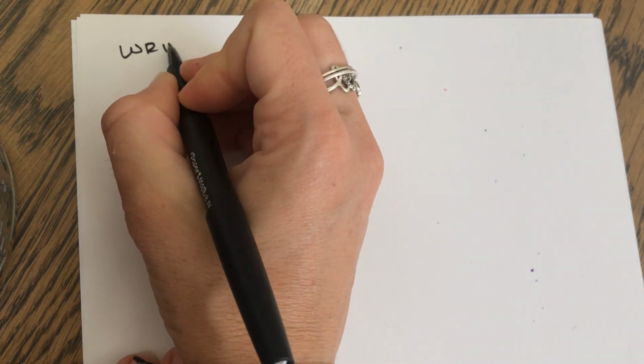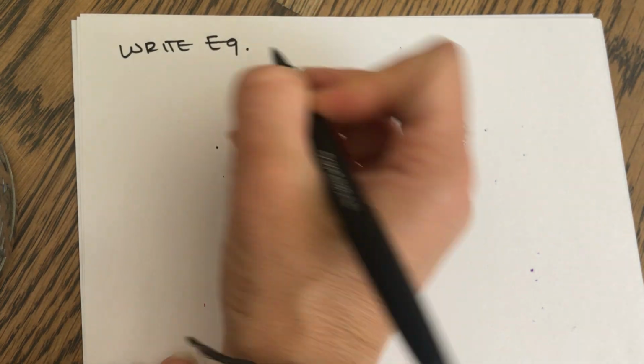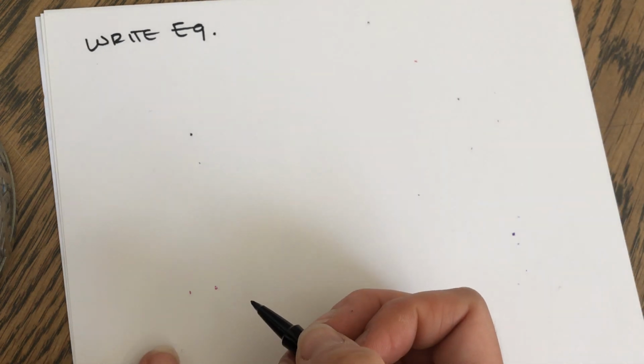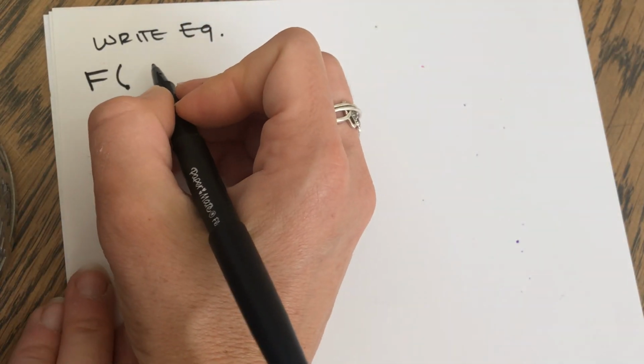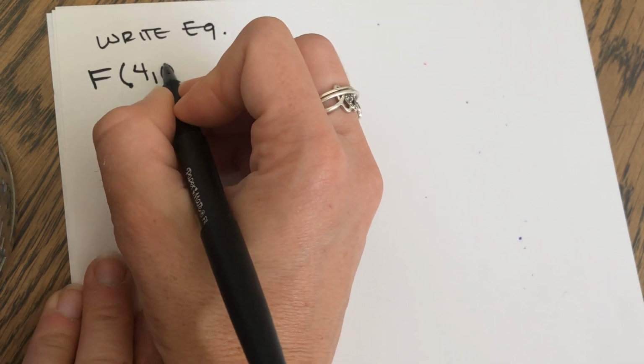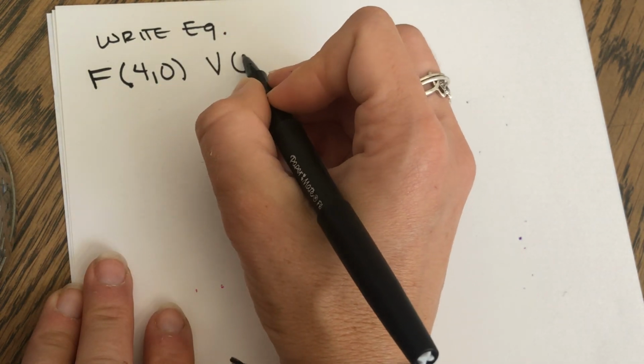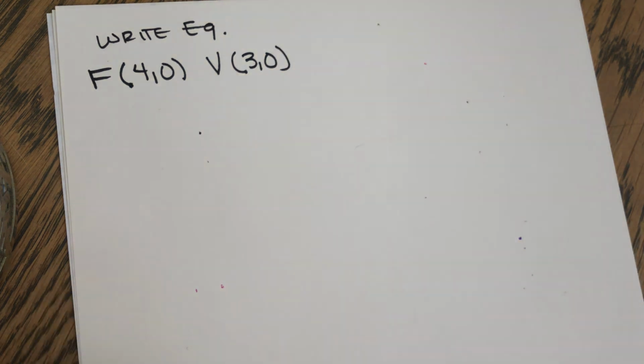All right, so now let's do writing equations. We're doing 2 and then we're done. Let's say for this one, I am going to give you your focus. So you're doing a hyperbola with focus at (4, 0) and a vertex at (3, 0).